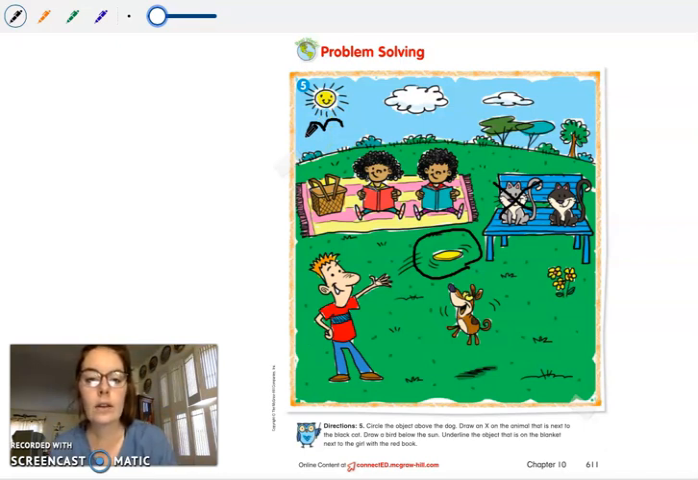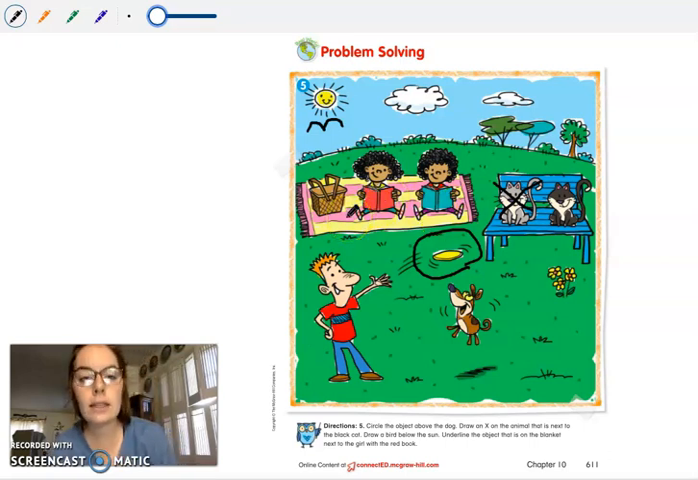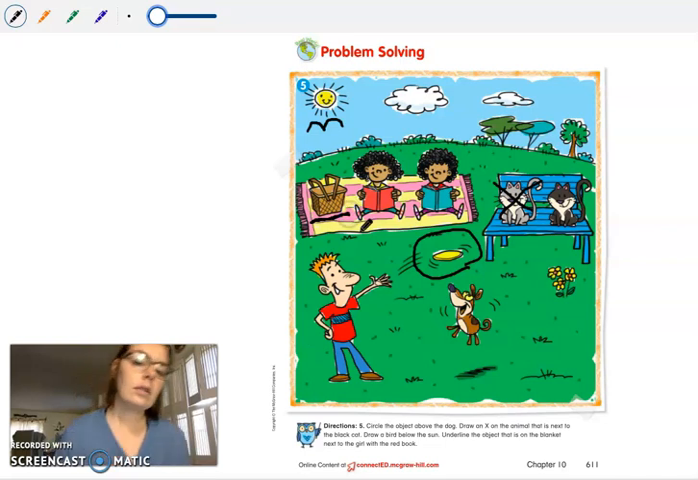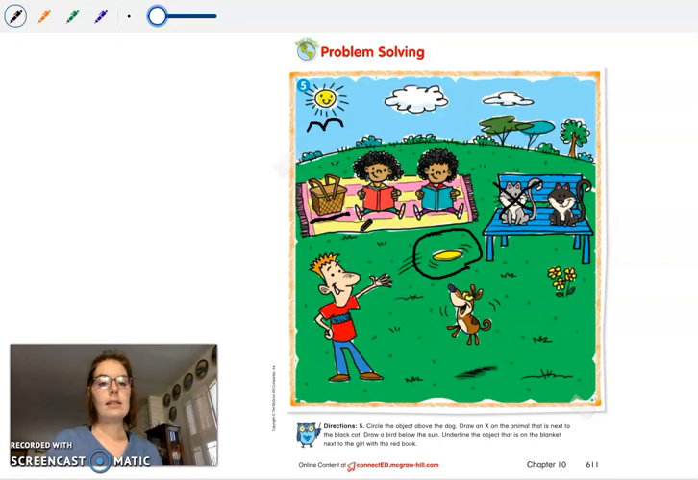Okay, now we are going to underline the object that is on the blanket next to the girl with the red book. So here's our blanket. Here's the girl with the red book. We're going to look next to her, object, so we know it's not going to be the girl next to her. We're looking for something that's not a human. We are going to underline the picnic basket. So go ahead and underline that picnic basket.